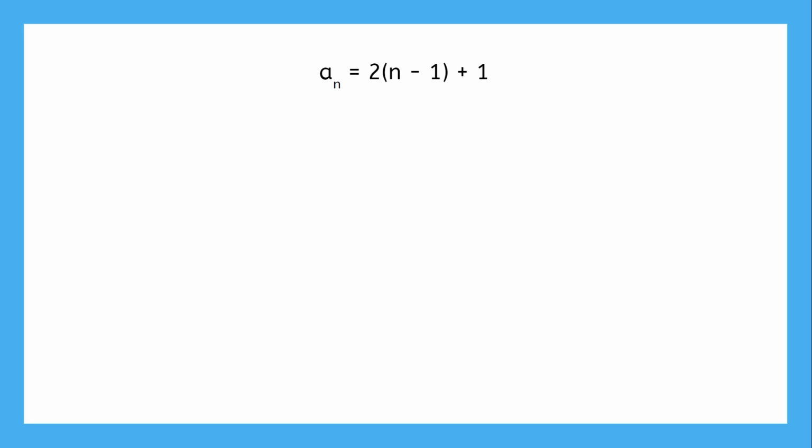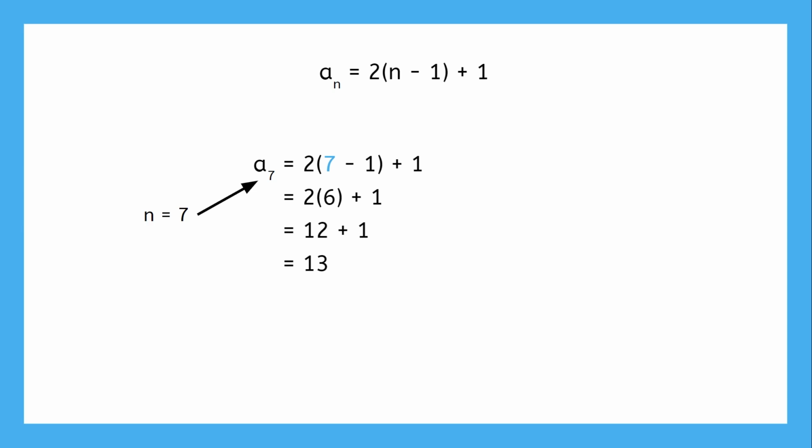To find any term, say the 7th term, then we would consider n to be that number, 7. Then it's as easy as substituting that value for n and then solving. Inside the parentheses, 7 minus 1 is 6. 2 times 6 is 12, plus 1 is 13. So in this sequence, the 7th term is 13.